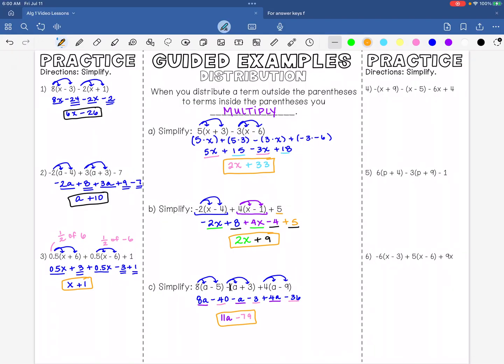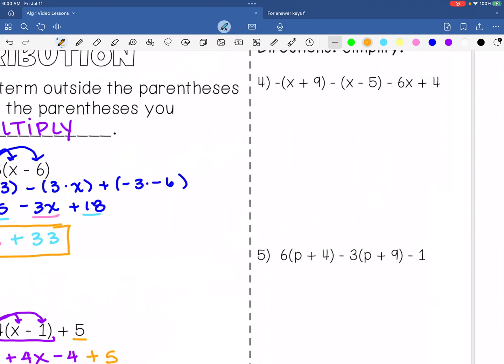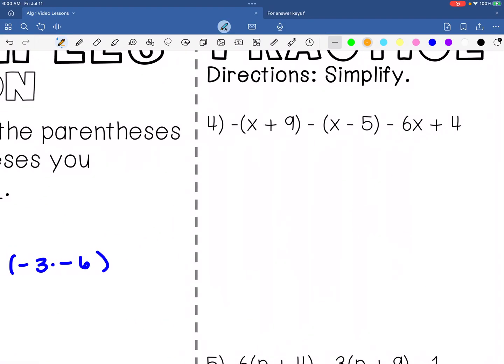Okay, so how'd you do on that side? Hopefully very well. Okay, let's do the next. So again, remember we said anything with a negative sign in front just means that there's an imaginary 1 that we're going to multiply in. So negative 1 times x is negative x. Negative 1 times 9. Negative 1 times x, negative 1 times negative 5.